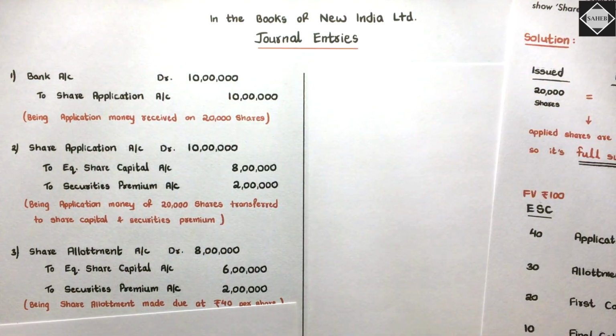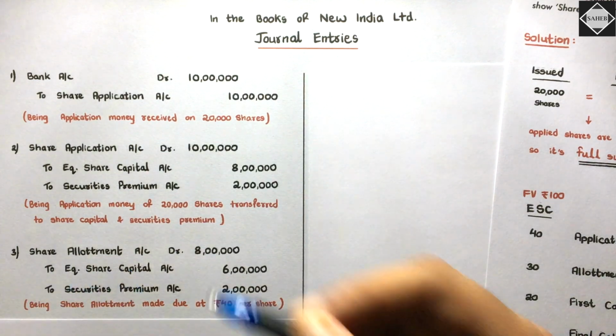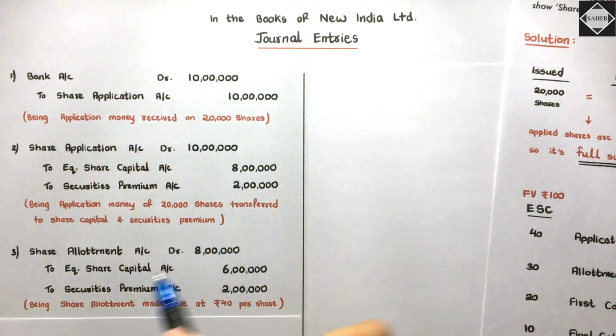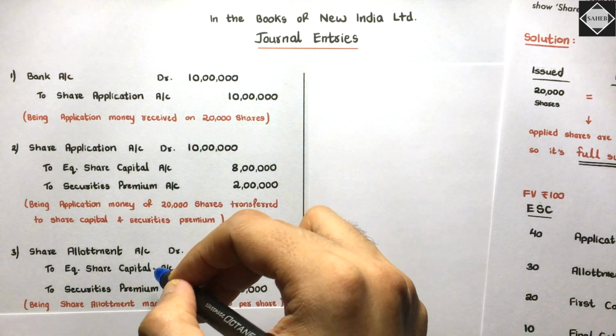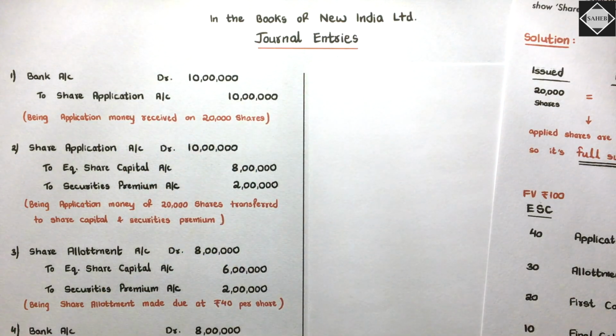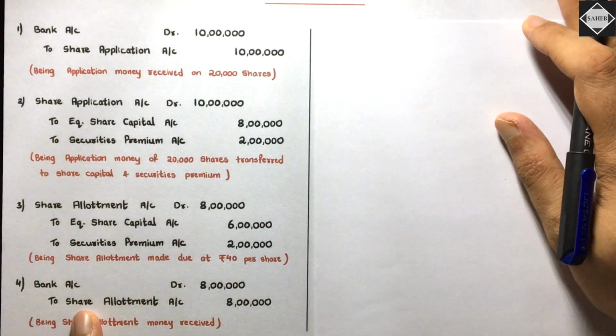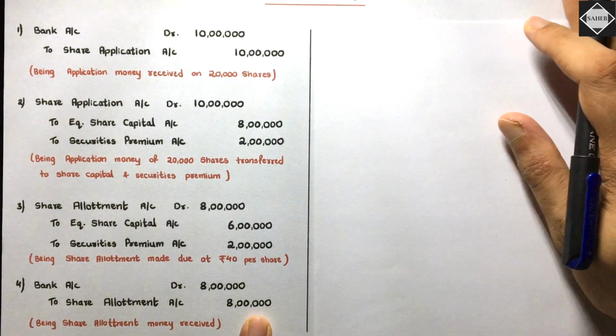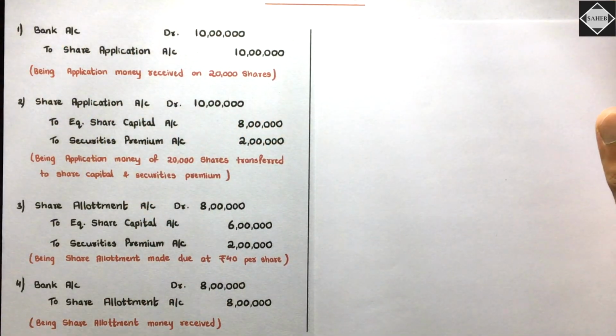Then we'll receive the money. In the question they have said all the money has been received. So share allotment account is a temporary dummy account like share application. It was debited to make it due. Now to close it, to cancel it, you have to do the opposite, you have to credit it. See here, to share allotment account 8 lakh, and the money we have received, so bank account you have to debit.